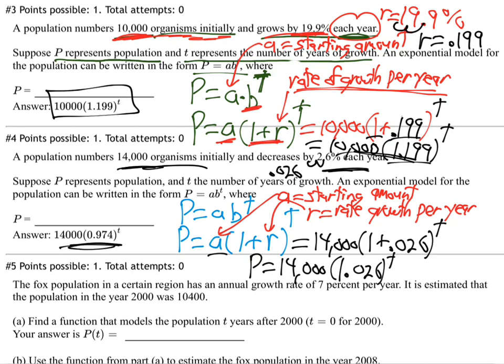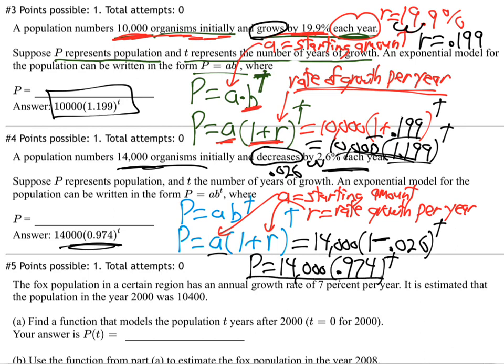Oh, wait a minute. I better read more carefully. That isn't what they got. This is minus here. Why is this a minus? I didn't read the word decreases. See, the last one was grows by, so that was a positive. This one decreases, so subtract. Use your calculator. Take 1 minus 0.026, and you're going to get 0.974 to the t. There we go.